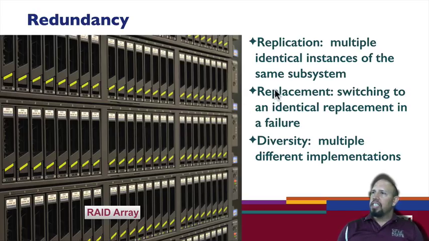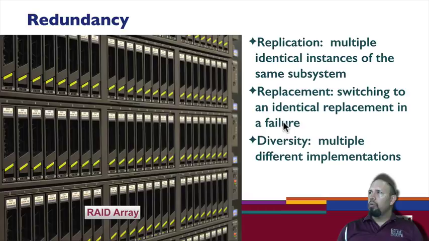In terms of redundancy, there are 3 things that are important. First is replication. That is multiple identical instances of the same subsystem that are used, and we use voting then to determine what the output will be.